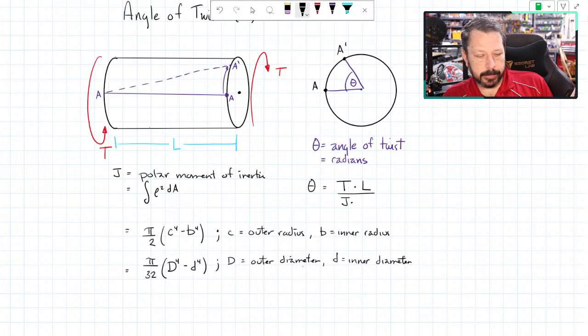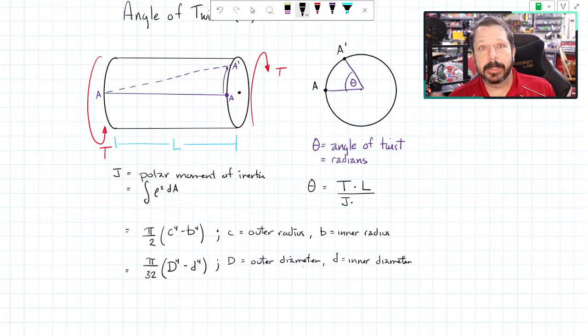The pi over 32 version is usually a little more convenient because when you're measuring diameters or measuring a shaft of some kind, you're usually measuring diameters. You're not normally measuring radius. Or if you're talking about a shaft, it's a 2-inch drive shaft or something, you aren't referring to the radius. So usually when you're measuring and fabricating these things, you're dealing with the diameter. But you could calculate either way.